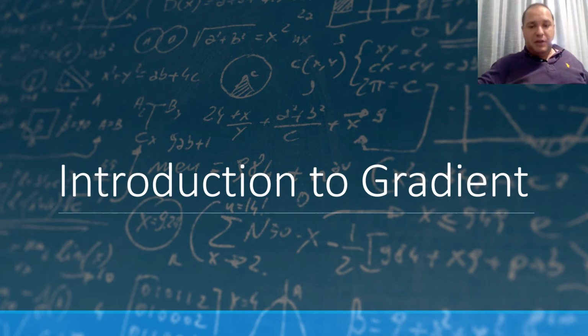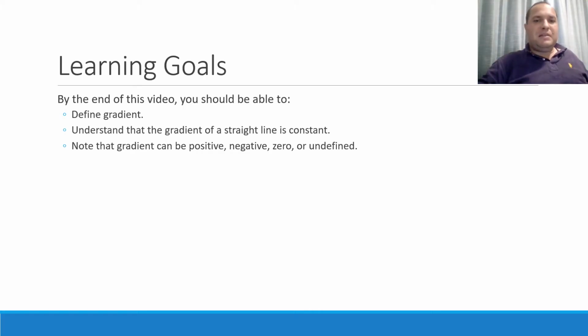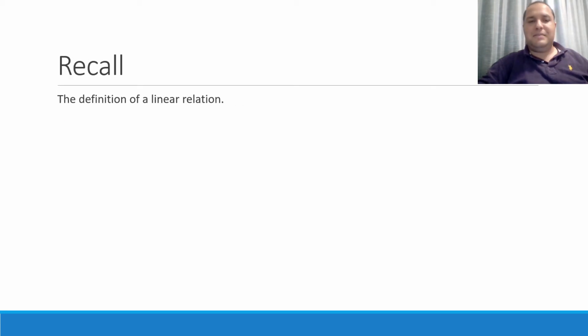Hi students, in this video we're going to talk about gradient and how we understand it, what it is, and some of its applications. By the end of this video, you should be able to define gradient. You should be able to understand that the gradient of a straight line is constant, and also note that gradient can be positive, negative, zero, or even undefined.